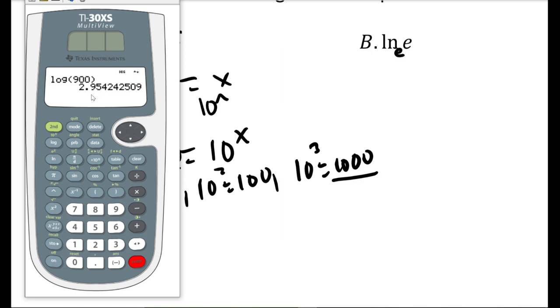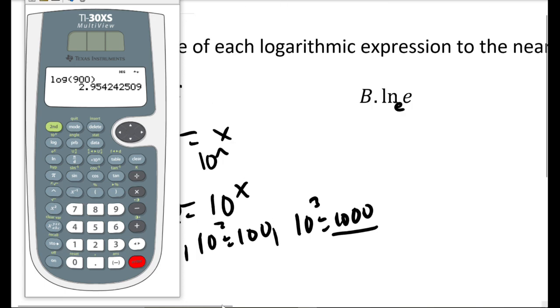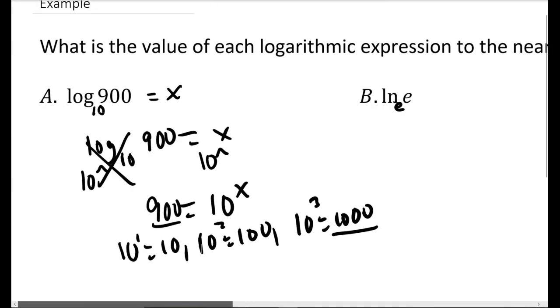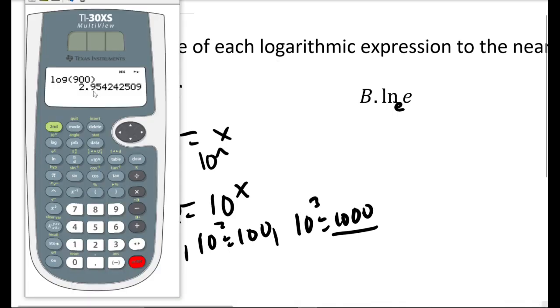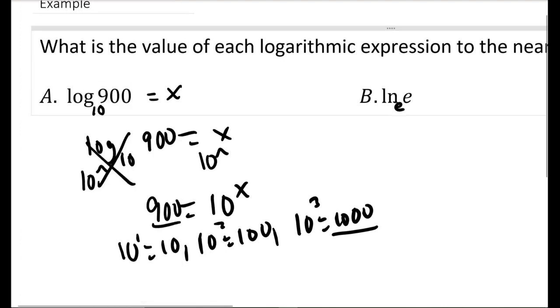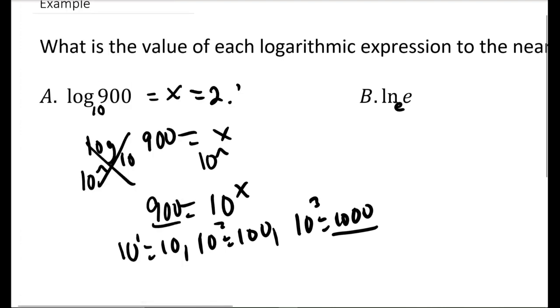Look at that, 2.95. We were saying that it was going to be close to 3, and we got 2.95. Pretty good. Did they say round to the nearest 10,000th? So we have to round to the nearest 10,000th. So this is 10th, 100th, thousandth, 10,000th. So 2.9542. So 4 decimals.